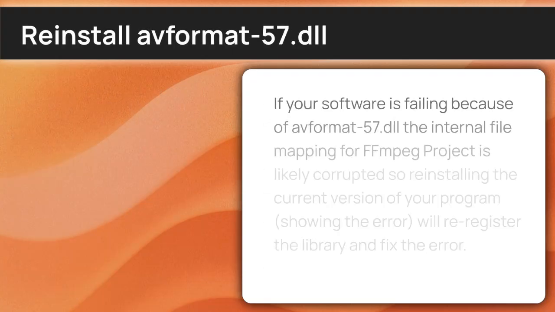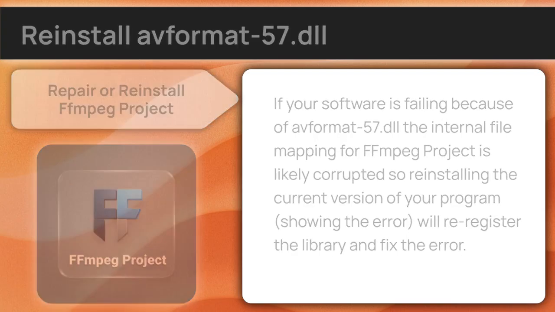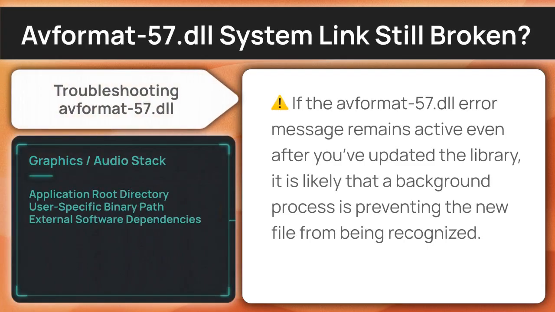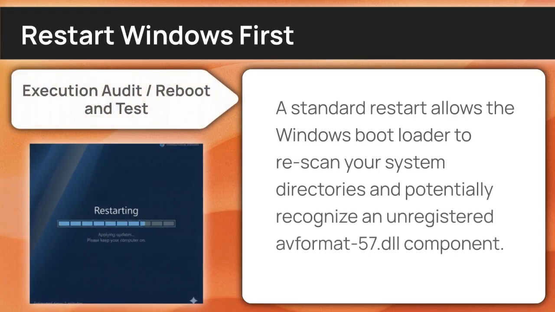If your software is failing because of audio-video format 57.dll, the internal file mapping for FFmpeg Project is likely corrupted, so reinstalling the current version of your program showing the error will re-register the library and fix the error. If the installer was unable to bridge the gap, we will move to phase 2 of our diagnostic to refresh the system's memory.